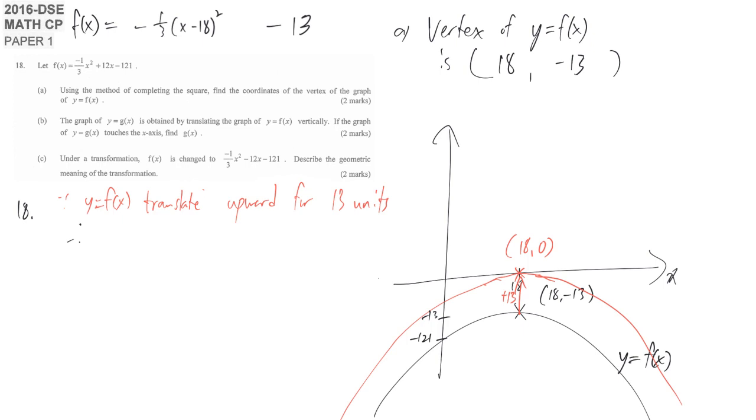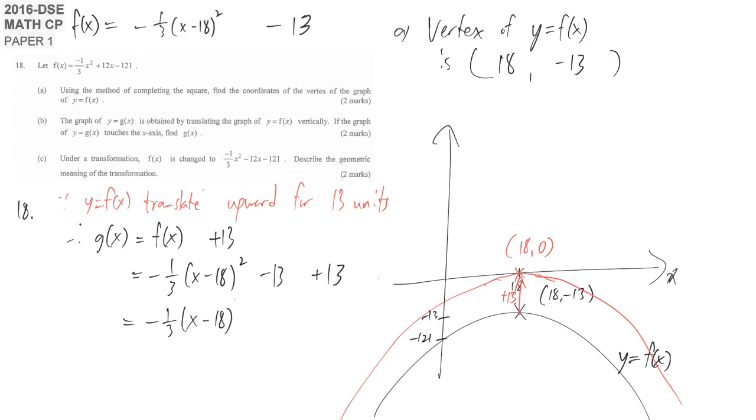Therefore, g(x) is equal to f(x) and then the outcome plus 13. That means -1/3 (x minus 18) squared minus 13, and then offset its result. So only the square term is left. That is g(x), and we already finished part B.